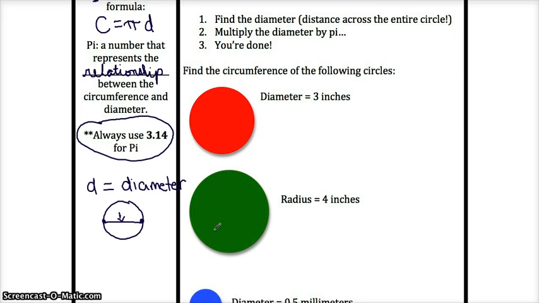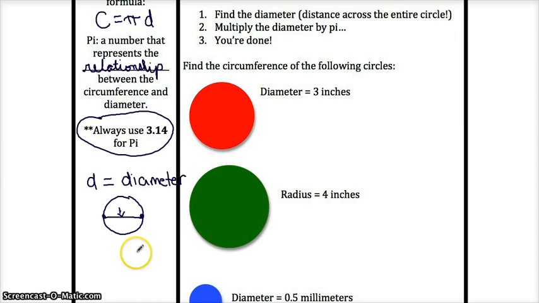Okay, and then there's another term that we use when we only have half the distance, from the middle to the edge. This little half line is called a radius. And sometimes when we're talking about circumference, some people use the formula C, circumference, equals 2 pi r.